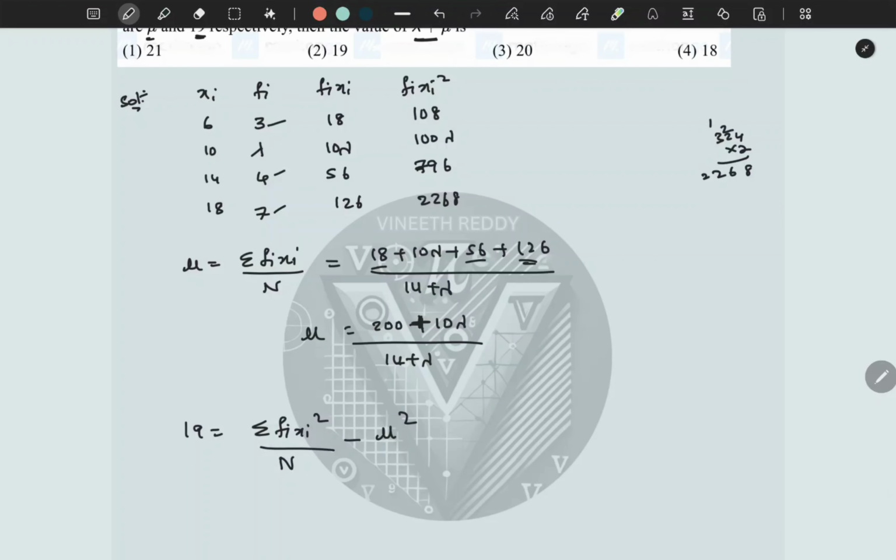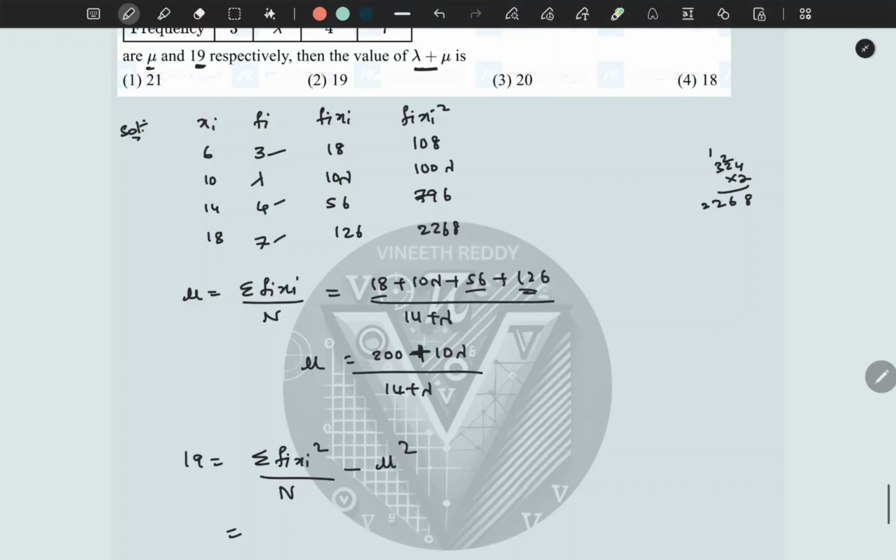So now sigma fi xi square will be, you have to add this. So 2268, then we have 796, then we have 108. I think I'm just skeptical about this. Is it 796? Fi into xi square, 196 into 4, right?